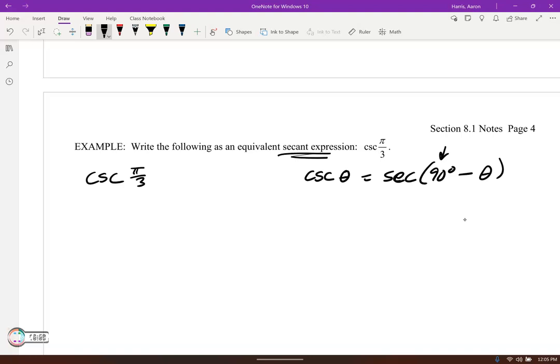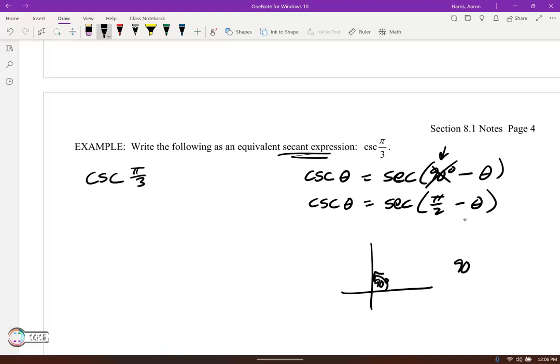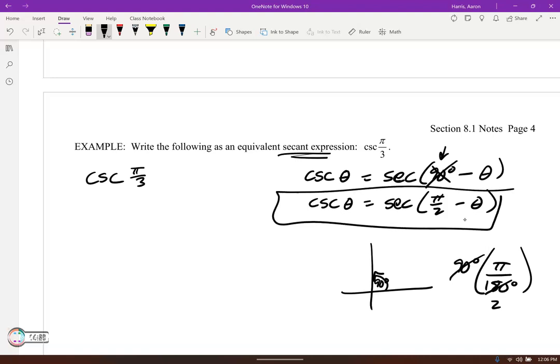Well, I don't want this in degrees. I want this in radians. So if you remember, 90 degrees is the same as pi halves, right? I'll rotate 90 degrees, or if you're not sure, then change it to radians: 180 degrees times pi radians over 180 degrees, and you see how you get pi halves. So pi halves is the same thing as 90 degrees. So cosecant theta is the secant of 90 degrees, or pi halves, minus theta.